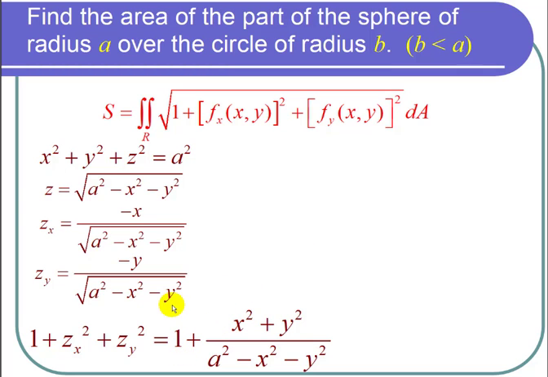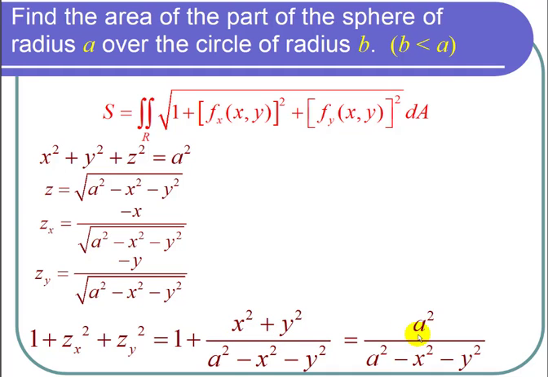And I get 1 plus, if we square these, the root cancels. I get an x squared on the top and a y squared on the top for this one, and they have the same denominator. So I can add them and write it as 1 plus x squared plus y squared over a squared minus x squared minus y squared. So now I can put this under a common denominator. a squared minus x squared minus y squared plus x squared plus y squared is just a squared. And I get that same denominator.